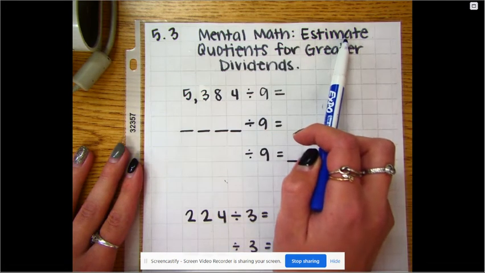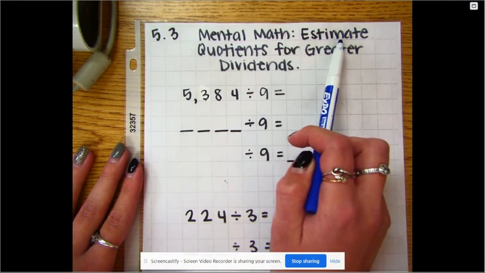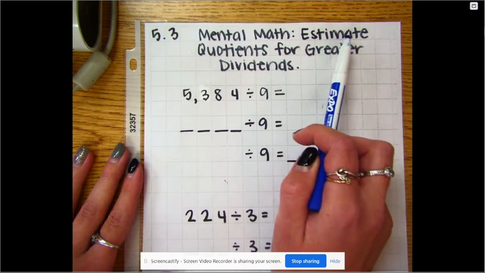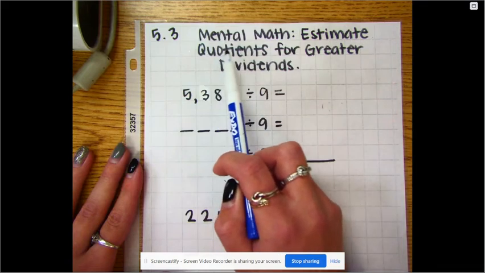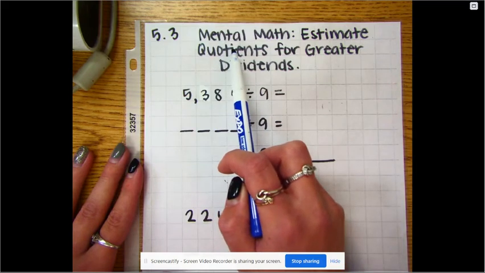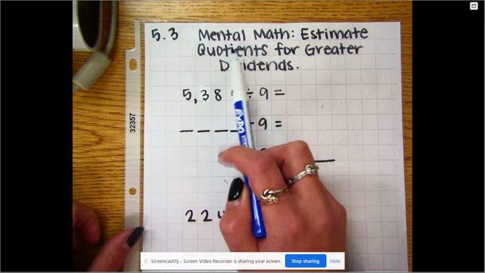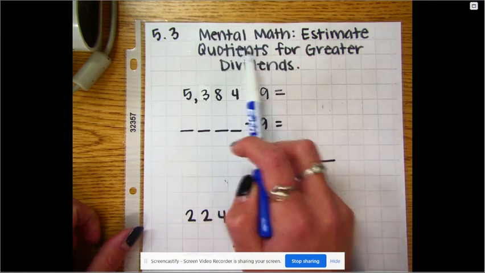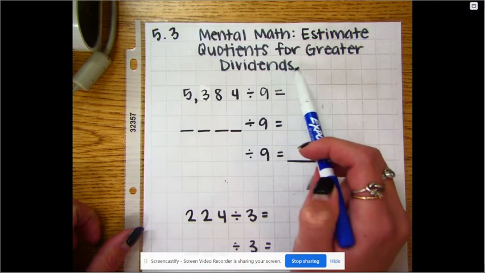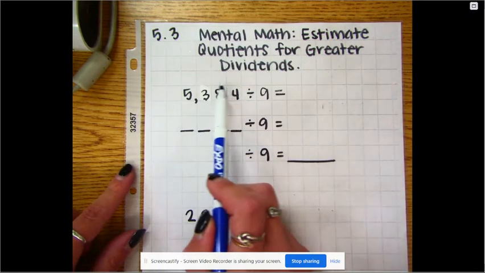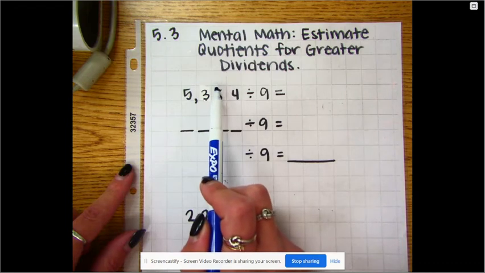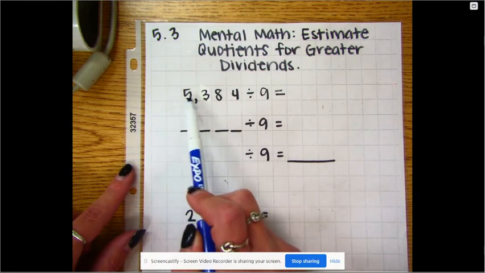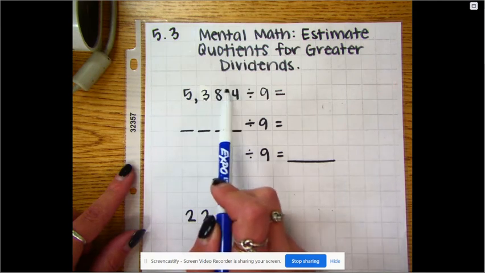Estimate. We know that estimate means we're going to round or use compensation. We're going to get close to the number that we're looking at. Quotients, we learned in the first lesson, means that we are going to be finding the answer to a division problem. And greater dividends just means we're going to be looking at larger numbers, larger numerals in our dividend, the larger value that's being divided.